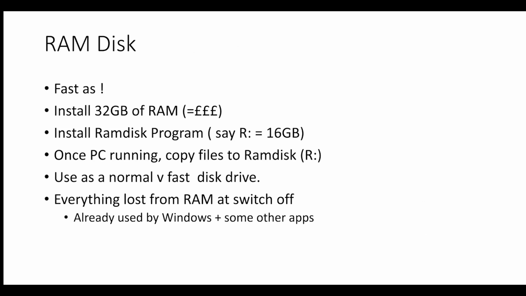Lastly, there's RAM disk. You have to install a load of RAM in your machine, obviously, because it uses the RAM of the machine as a disk, and you have to buy a program. Once your machine's up and running, you copy the stuff over to the RAM disk, and the RAM disk appears like a hard disk. A very, very fast hard disk. And it's lost when you switch off.